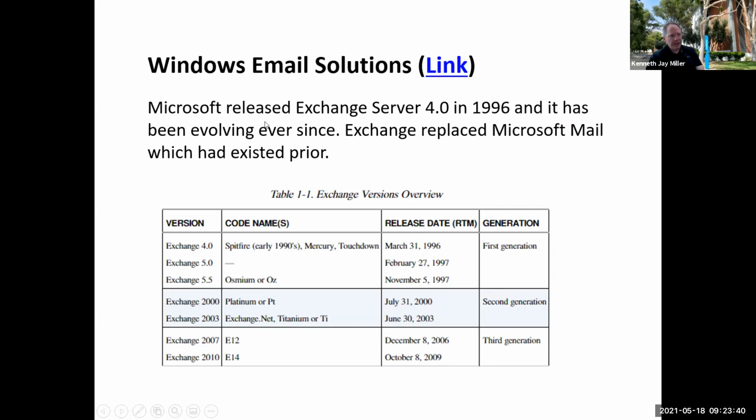So Microsoft released Exchange Server 4 in '96, and it's been evolving ever since. Exchange replaced Microsoft Mail, which had existed prior to that. So that's why it started at version 4, because there was a Microsoft Mail 1, 2, and 3. So the first generation started in '96. Exchange 2010, which was the last non-cloud-based version, went through in October 2009. Let's see if this link works.